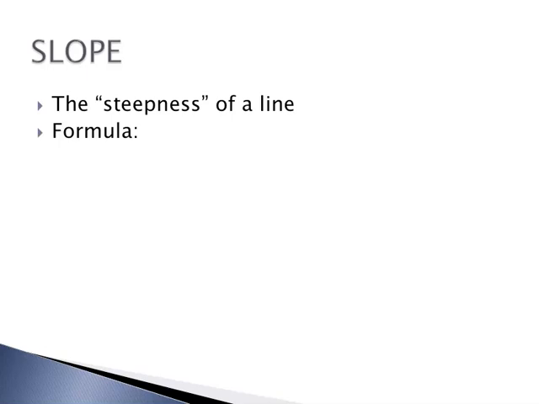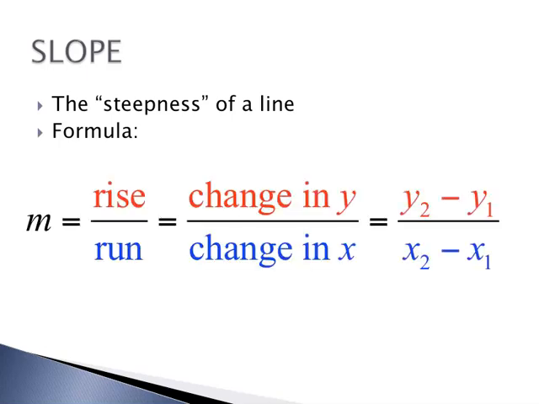So what is slope? Slope is the measure of the steepness of a line, and in terms of a formula, you've probably remembered seeing this before. It's finding rise over run, or in other words, the change in y over the change in x, or if you have actual points to work with, that's y2 minus y1 over x2 minus x1.